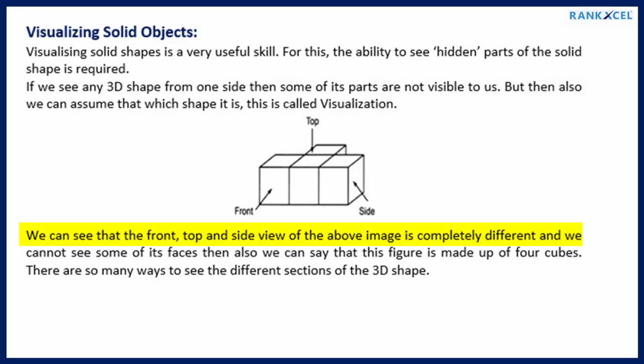We can see that the front, top and side views of the above image are completely different and we cannot see some of its faces. Then also we can say that this figure is made up of 4 cubes. There are so many ways to see the different sections of the 3D shape.